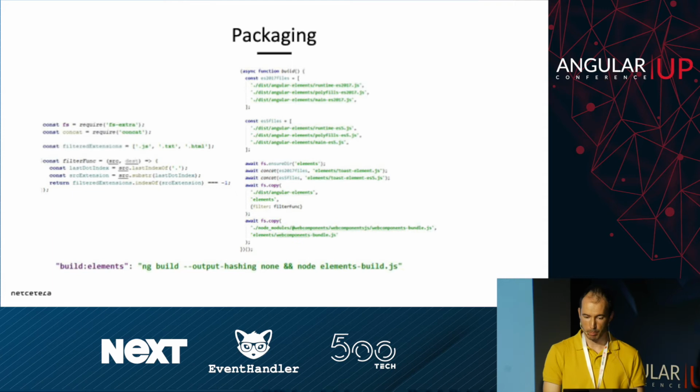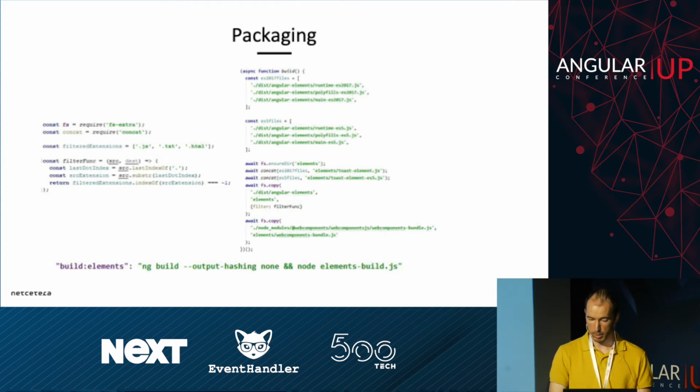The last thing is about packaging. So after we build the component, we will get like three files, and we want to create one. If we take the right-hand side, we will see that there are these two bundles because we use differential loading, and we're calling the concat method in order to create two separate files. After this, we just copy the contents from the dist folder into our own.